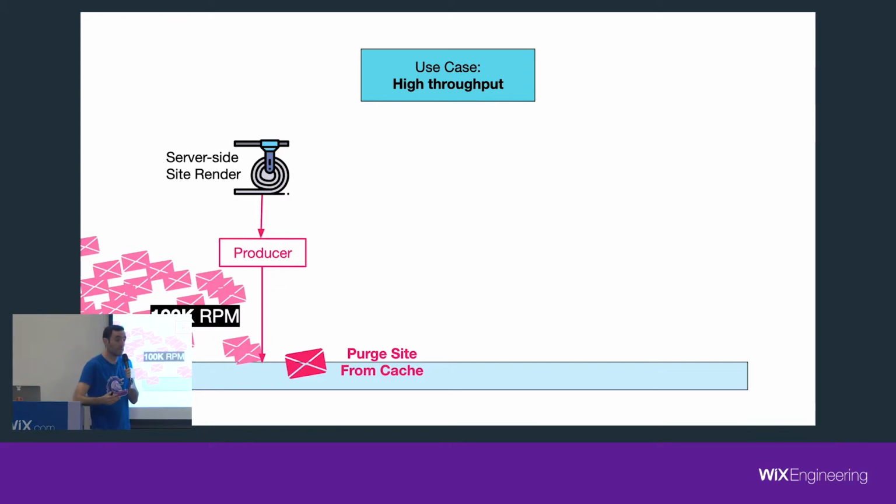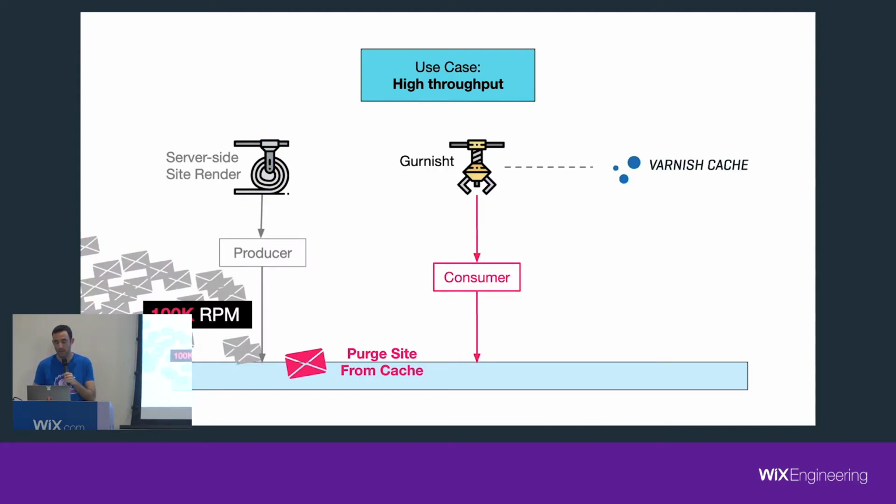And sometimes this cache needs to be invalidated. Maybe a new version of the site was published, or maybe some code change was made for any of the components of the site. So in this case, the server-side renderer service will produce a Kafka message to purge a site from the cache. And you can imagine that this happens quite a lot at Wix. It has on average around 100K RPM, requests per minute. And we have a service called Gurnished that handles all these cache invalidations.